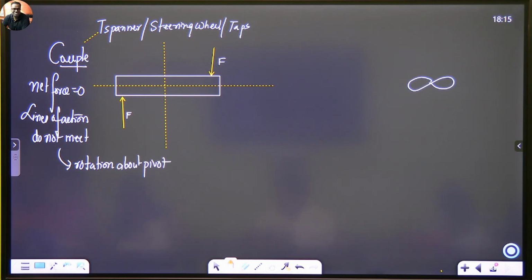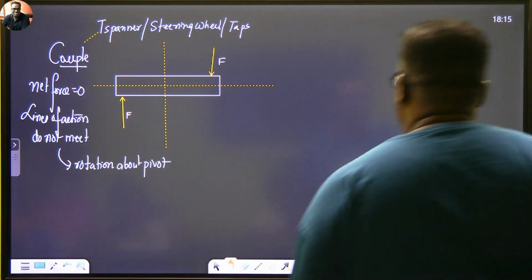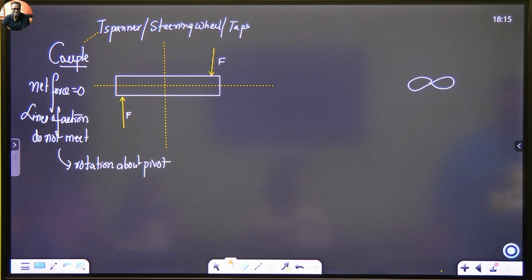Two equal and opposite forces separated by a distance. That is called a couple. And the couple will always give me a rotation. Remember that? A couple always gives me a rotation.